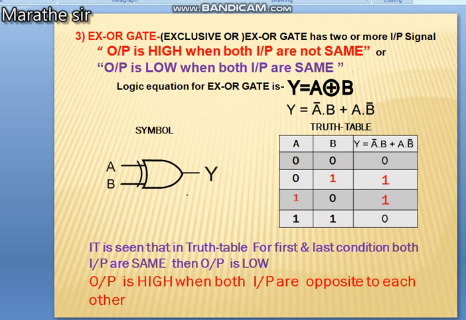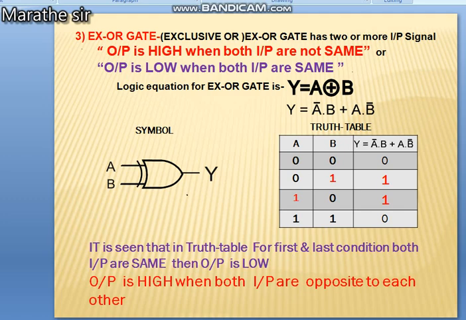In the truth table, four possible conditions are shown. When A is equal to 0, B is equal to 0, we are getting Y is equal to 0. When A is equal to 0, B is equal to 1, we are getting Y is equal to 1. In the third condition, when A is equal to 1, B is equal to 0, we are getting output Y is equal to 1. And in the last condition, when A is equal to 1, B is equal to 1, we are getting output Y is equal to 0.